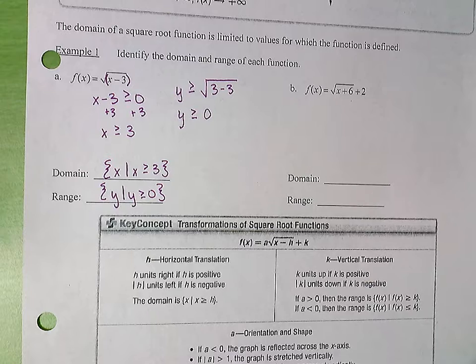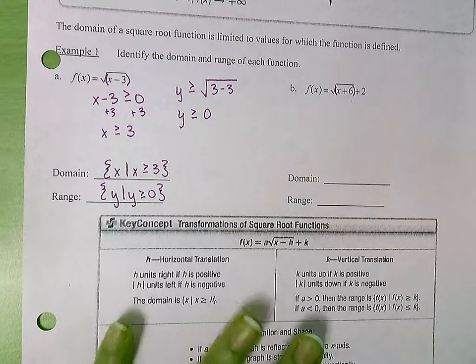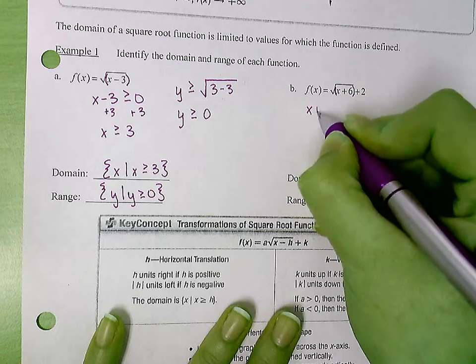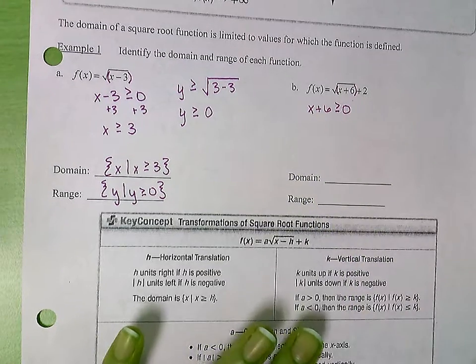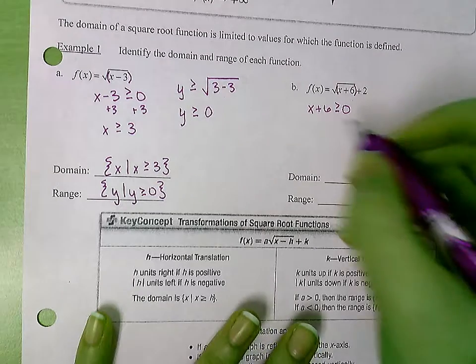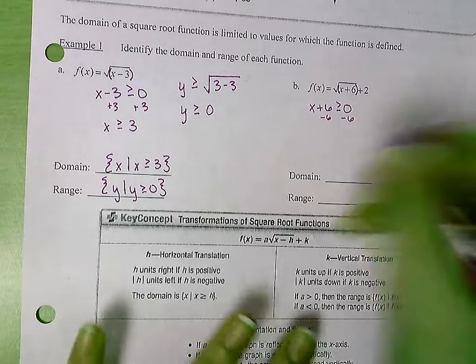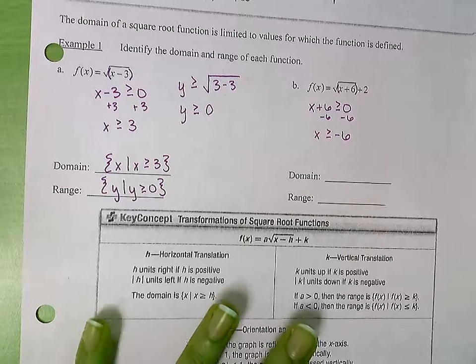Now part B. Quiet, please. Part B, again, finding the domain first. You're going to look at what's underneath your square root symbol. That is x plus 6. So you need to make sure x plus 6 is always greater than or equal to 0. And again, solve for x. So you subtract 6 from both sides. So x has to be greater than or equal to negative 6.